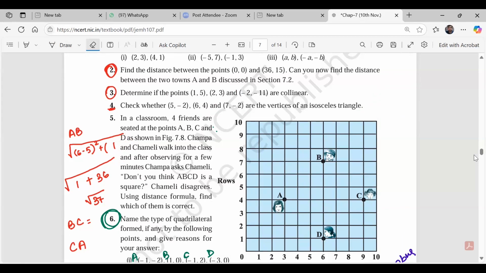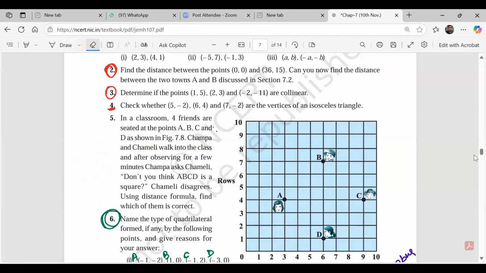Collinear in mathematics means lying on the same line. I'm talking about question number 3. Determine if the points (1, 5), (2, 3), (-2, -11) are collinear. So we have to check whether these 3 points are lying on the same straight line or not.